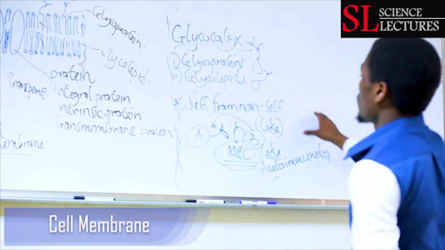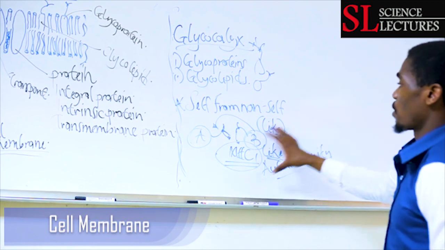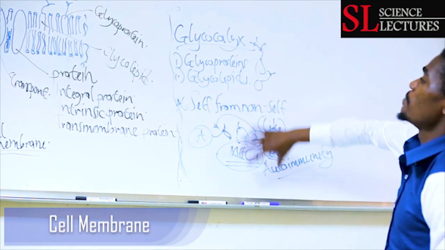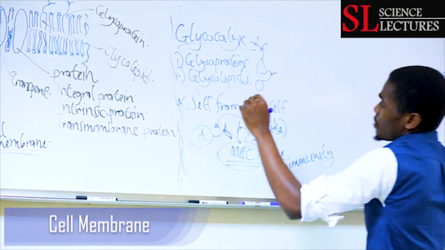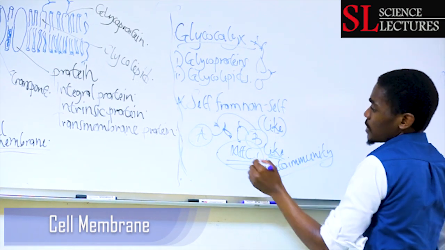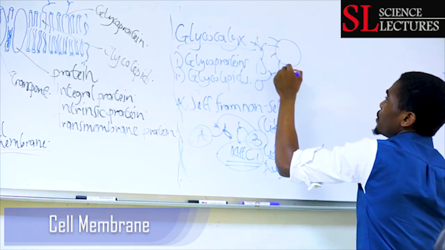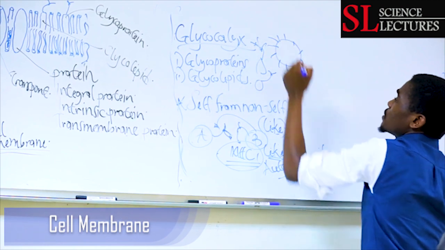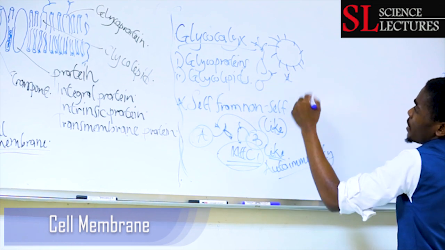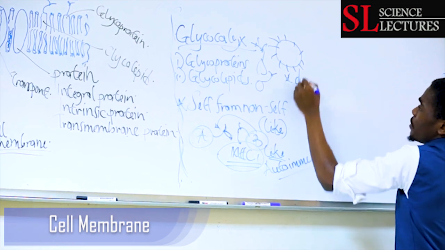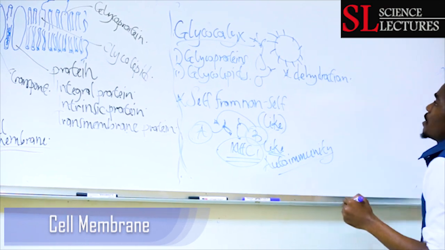So distinguishing self from non-self is one of the basic roles of the glycoproteins within our cells. Then another importance of the glycoproteins is that, if this is a cell, they are always spread along the whole cell, they limit water entering and moving out of the cell, so they can help to prevent dehydration, or cells losing water.